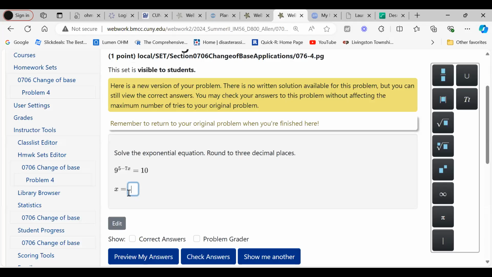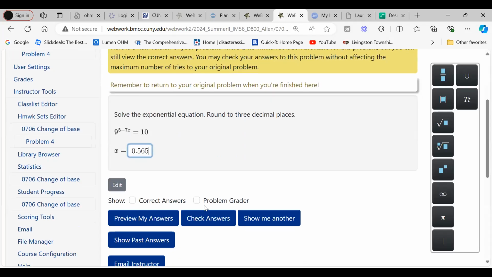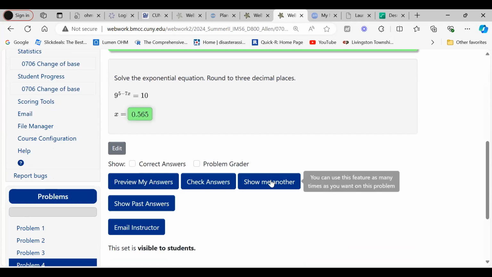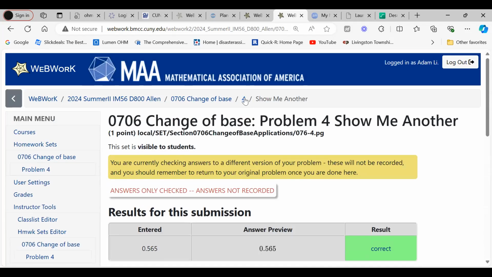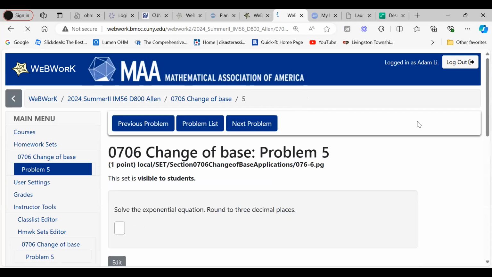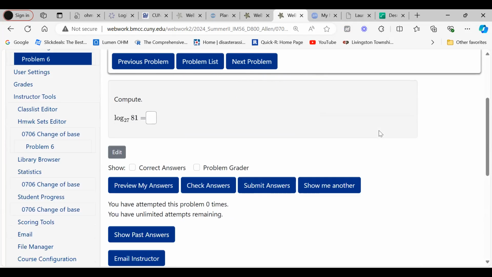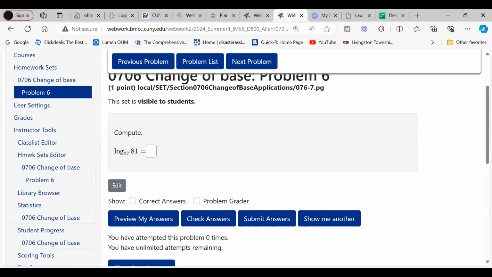So it's 0.565. Yeah, that would do it, right? Calculate. Let's move on to the next question. It is very similar, so I just skip it, right? And this is something new. So let's work on this. This is something we haven't done yet. So let's see.